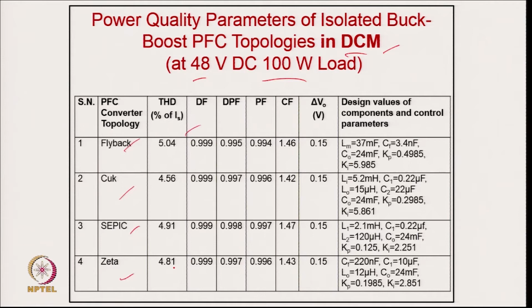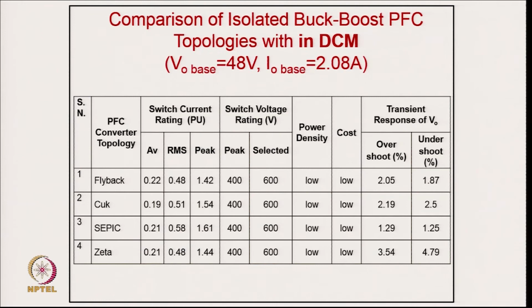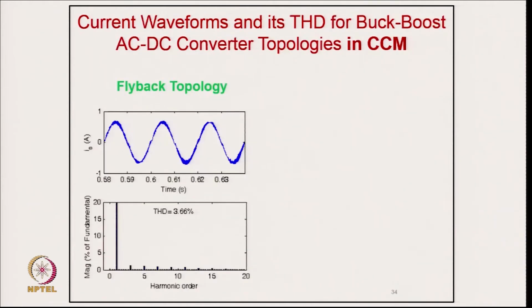of course around, in all cases even much less, almost less than 5%, and the power factor is again close to unity in all four cases. These are the component values with the gains for DCM, where you are avoiding the two sensors for input voltage and current sensing. And this is of course the switch rating and relative switch rating for all four converters, as well as switch current rating, voltage rating and transient response. So, in no case is it going to be too much, except in Zeta a little bit more overshoot, and these are of course in CCM, continuous conduction mode.